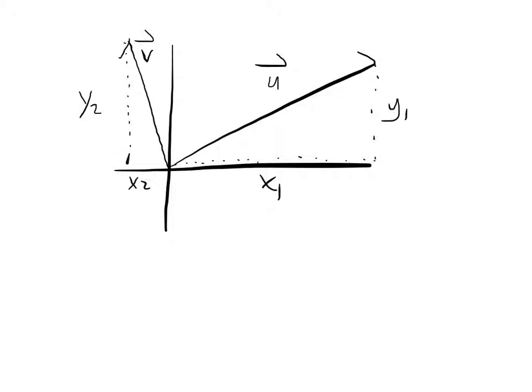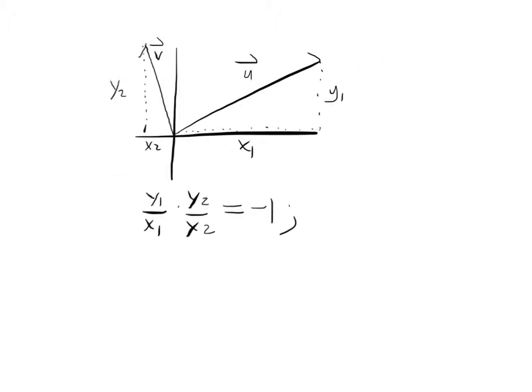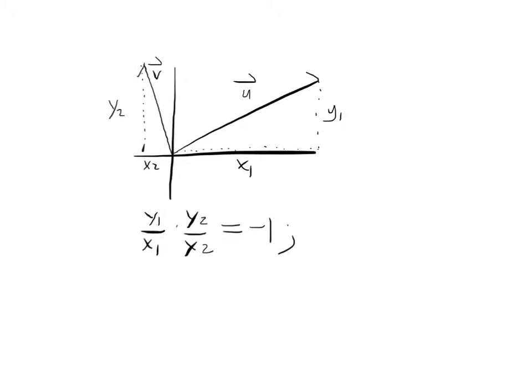So what's my slope of the line containing u? The slope is going to be y1 over x1, and the slope of the line containing vector v is going to be y2 over x2. Those vectors are perpendicular if and only if that product is negative 1. Go ahead and cross multiply, and then you will get y1 y2 equals negative x1 x2.